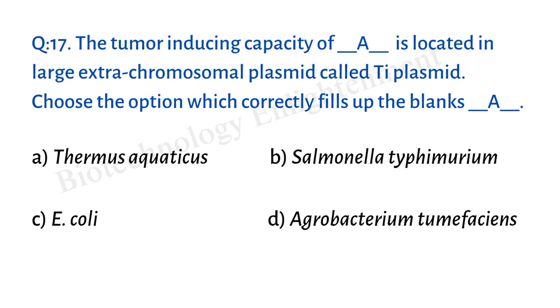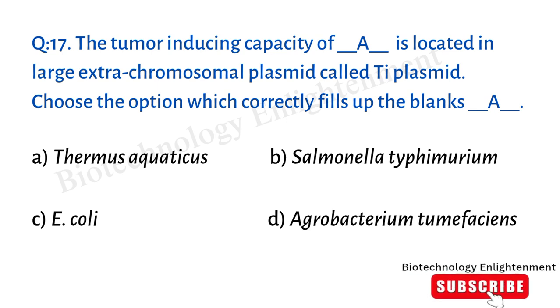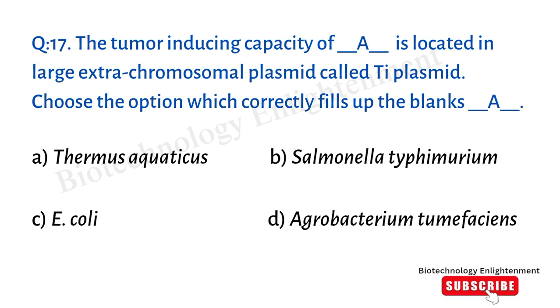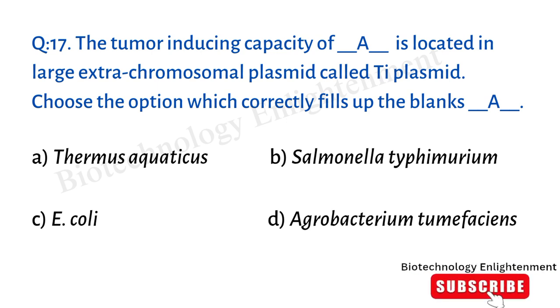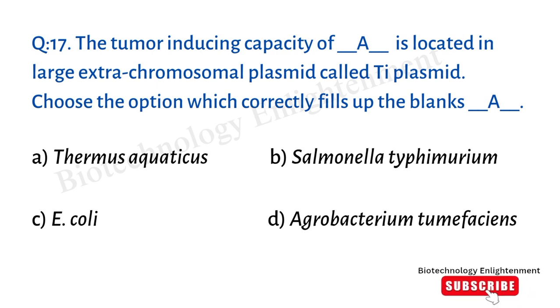Question number 17. The tumor inducing capacity of dash is located in a large extra chromosomal plasmid called TI plasmid. Choose the option which correctly fills up the blank. Option A Thermus aquaticus, option B Salmonella typhimurium, option C E. coli, option D Agrobacterium tumefaciens. The TI plasmid is called the tumor inducing plasmid, and it's a crucial piece of DNA found in the bacterium Agrobacterium tumefaciens. So the correct answer for this question is option D.